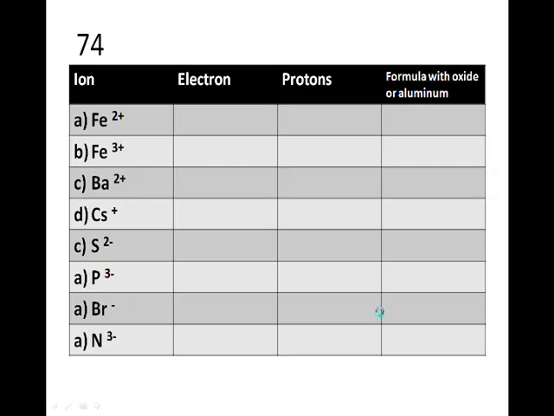Number 74, here we're just looking at if you have this ion, how many electrons and how many protons are there. So we're looking here at iron with a charge of +2. So iron is atomic number 26, so there are 26 protons. So +2 means we have fewer electrons, more protons. So this will be 24.